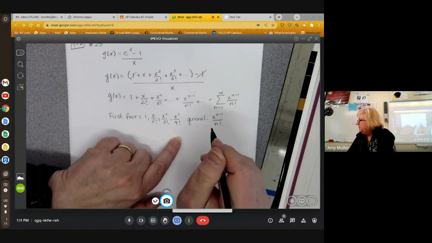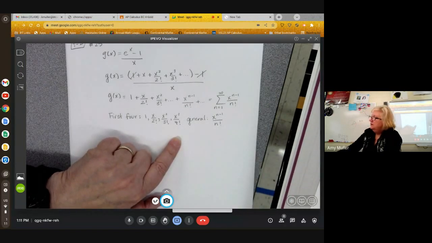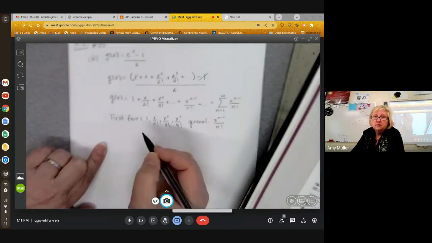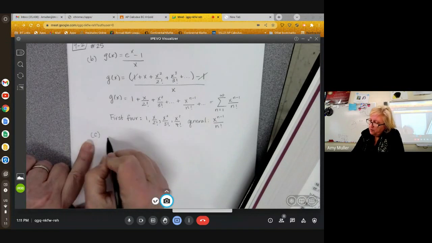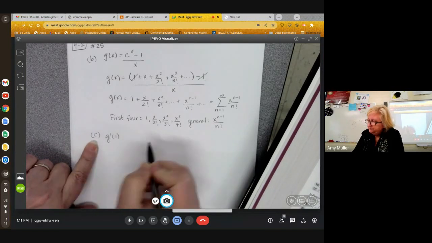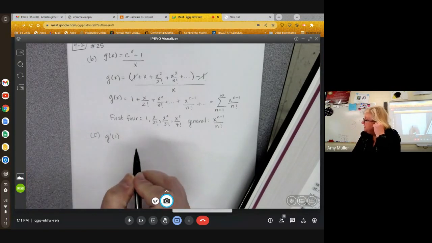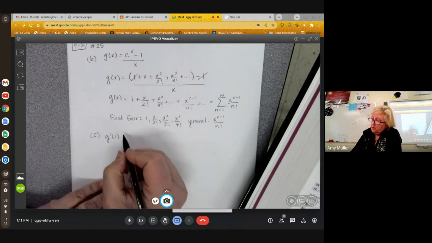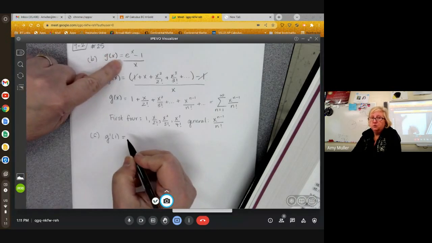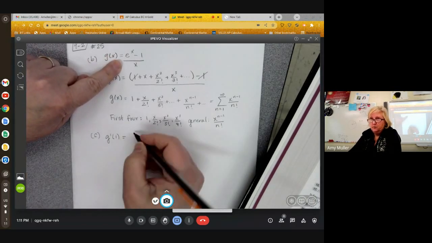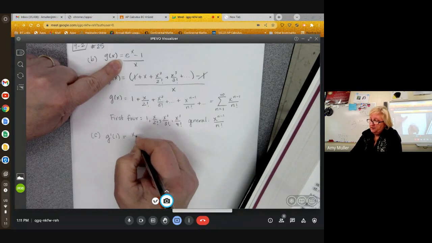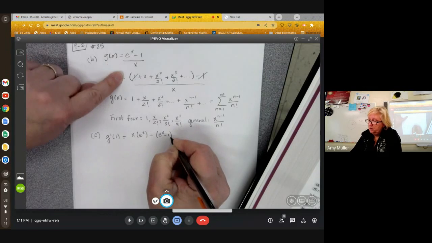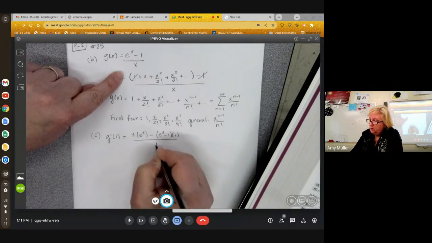Part C says for the function g in part B, find g prime of 1. I'm going to do C now. We want g prime of 1. Well, they didn't really tell us how we have to find g prime, did they? So I'm going to take the derivative of this using the quotient rule. Here we go: ho, which is x, d hi, which is e to the x, minus hi, which is e to the x minus 1, d ho, which is 1, all over ho ho, which is x squared.